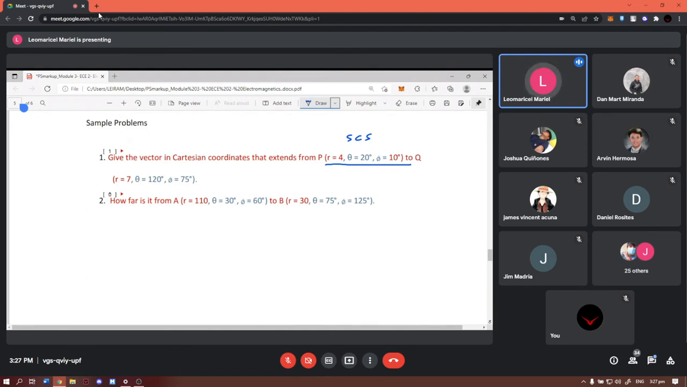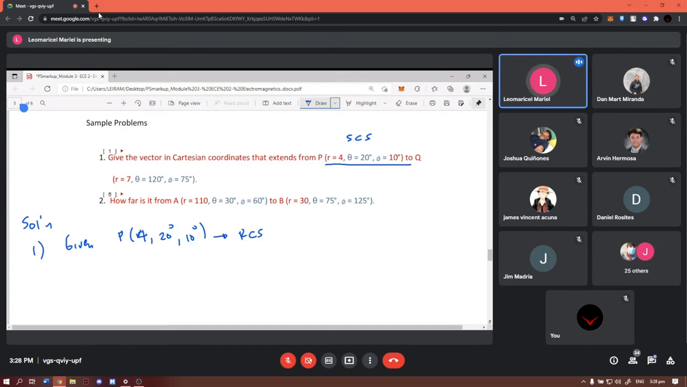So example, given a vector in Cartesian coordinate that extends from P, so ang coordinate mo ay R is equal to 4, theta is equal to 20 degrees, phi is equal to 10 degrees, to Q, having the coordinate of R equal to 7, theta 120, and phi equal to 75. So for solution number 1, ang given natin ay ano? We have given P, that is R equal to 4, 20 degrees, and 10 degrees. So you need to convert that into rectangular coordinate system.